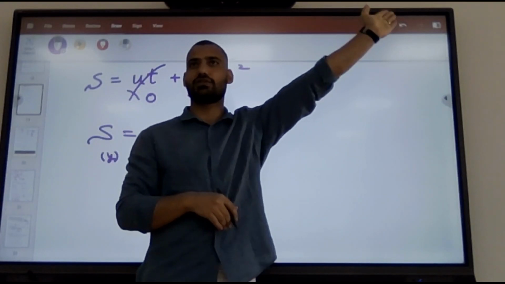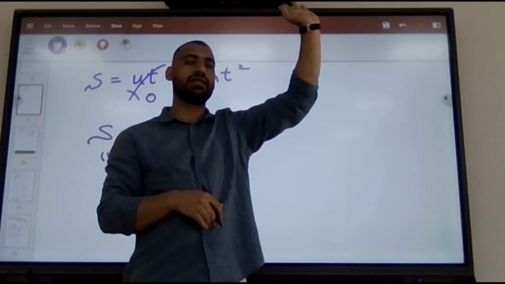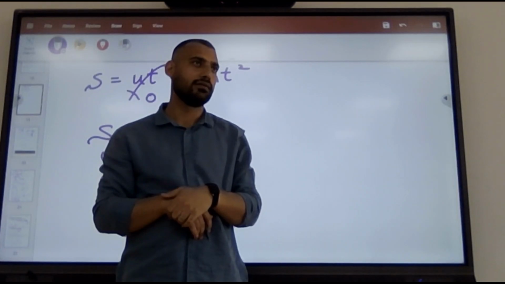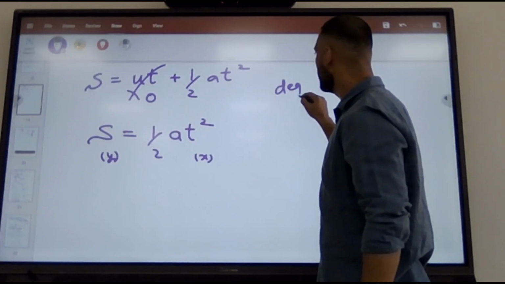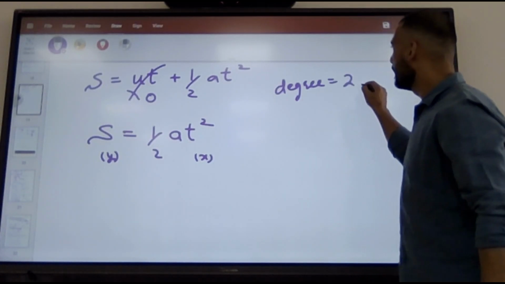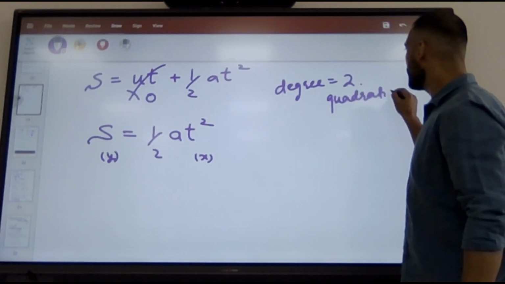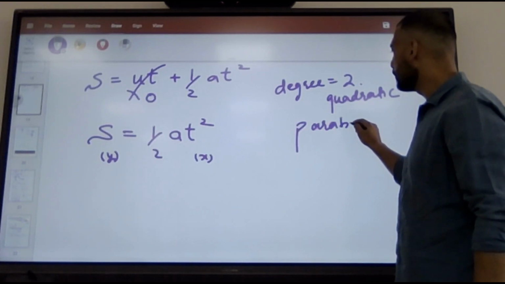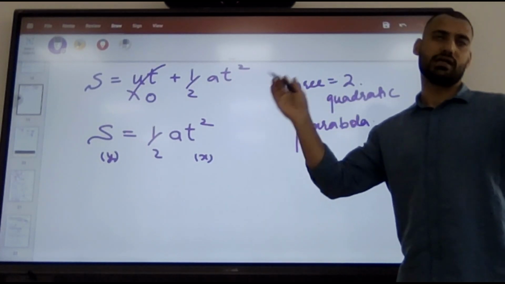The line is not straight. Confirmed. When the degree is 2, what is the graph? Parabola. Isn't it? So remember, when the degree is 2, it is a quadratic equation, isn't it? If the quadratic equation is there, the graph will always be a parabola. Is that fine? So how do you draw a parabola?